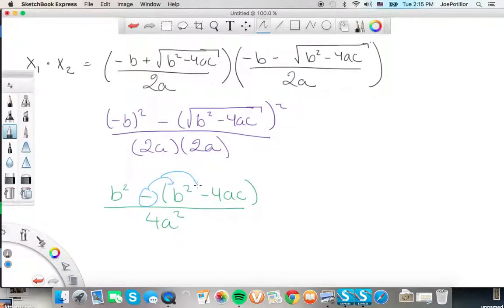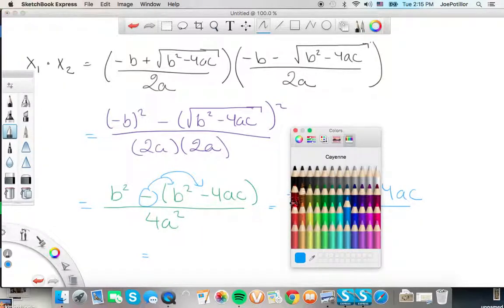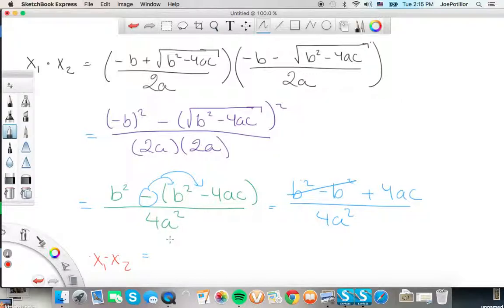So, distributing it, we get b squared minus b squared plus 4ac over 4a squared. That's 0. It's all equal. And so we end up with the product of the roots ends up being 4ac over 4a squared. 4's kill each other, and so does the 1a, so we end up with c divided by a.